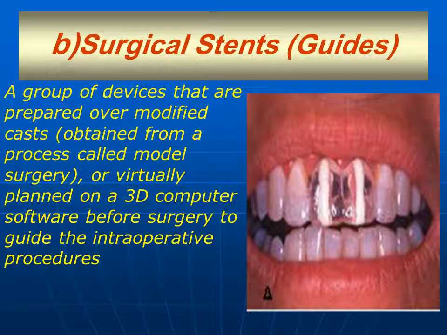The second type of preoperative stents are the surgical stents, or what we call surgical guides. This group of devices are prepared over modified casts obtained from a process called model surgery. In model surgery, we modify the cast obtained and construct on this cast the surgical guide. Or we can use a virtually planned model which is prepared on a 3D computer software before surgery to guide the intraoperative procedure.